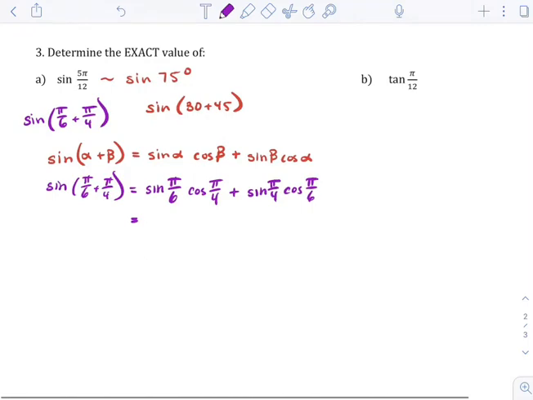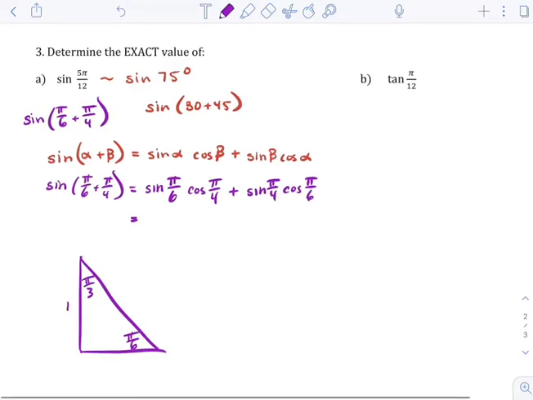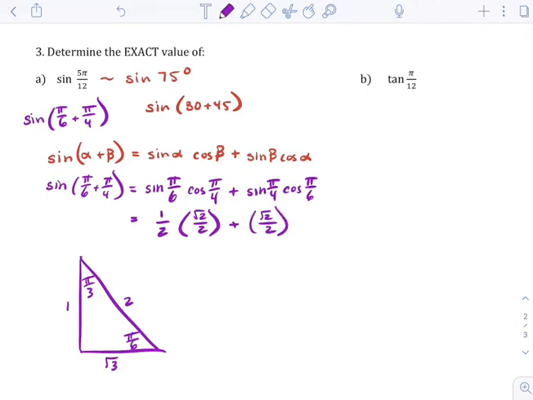So whether I use my special triangles, right, or pi over 6, we're going to have 1, root 3, and 2. So sine of pi over 6 is 1 over 2. That's being multiplied by cos pi over 4. You can use a special triangle for pi over 4. It works out to be root 2 over 2. We're going to add that together with sine pi over 4. That's also root 2 over 2. And cos pi over 6. That's root 3 over 2.